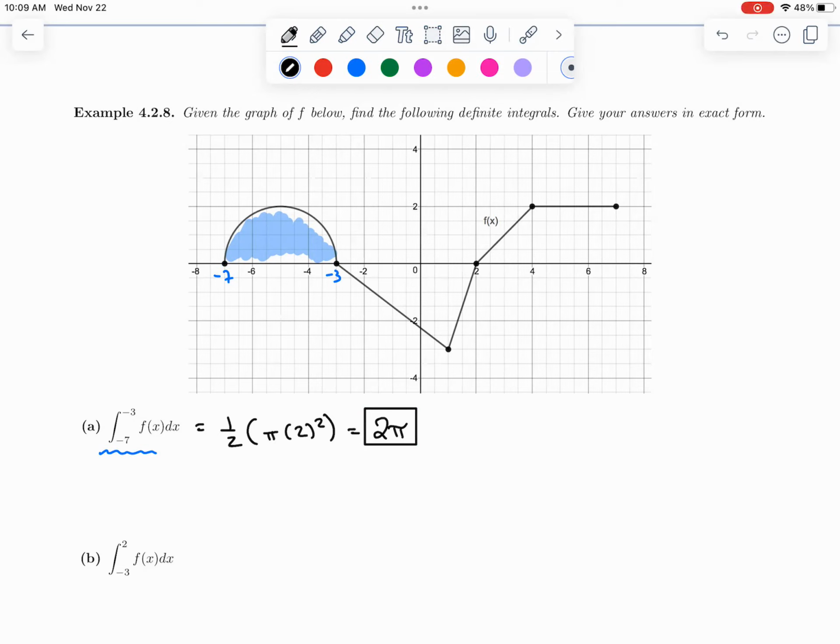Any questions on that? One half, once again, because it's only a half of a circle. It's a semicircle.